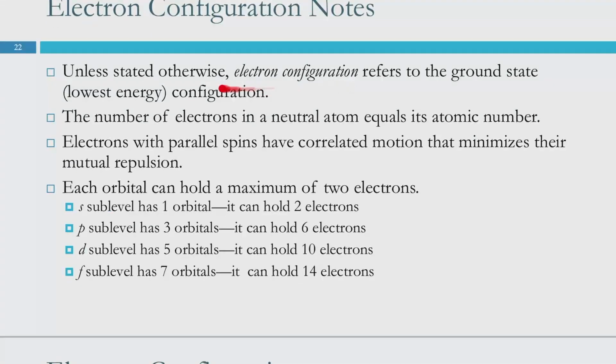Okay, unless stated otherwise, electron configurations refer to the ground state, the lowest energy configuration, which is great for us. The number of electrons in a neutral atom equals its atomic number. So if we look at phosphorus, phosphorus on the periodic table has 15 protons. That means that it also has 15 electrons.